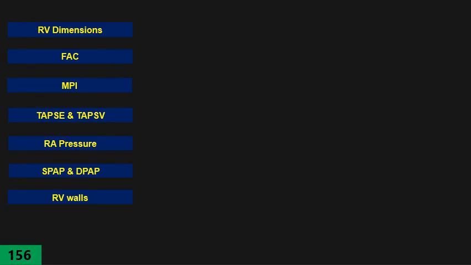In this group of lectures, I'm going to go step by step through right ventricular evaluation, including dimensions and systolic function and everything. In this group, we will talk about RV dimensions, base, mid, length, and RVOT, all three RVOT measurements, fractional area change, myocardial performance index for the right ventricle, TAPSE and TAPSV, right atrial pressure and how we measure it, systolic pulmonary artery pressure, and diastolic pulmonary artery pressure, how in echo we measure it, and finally, right ventricular walls and perfusion coronary artery.